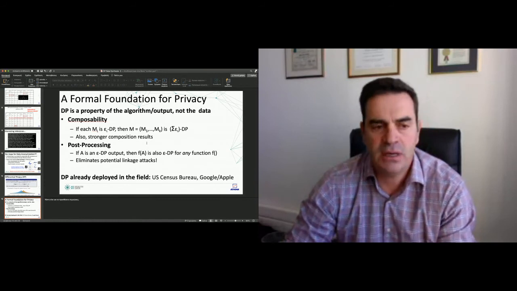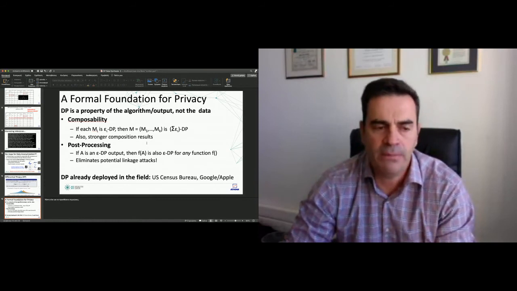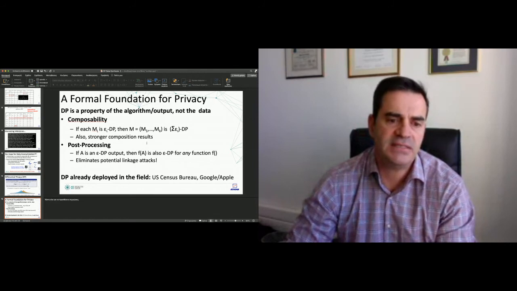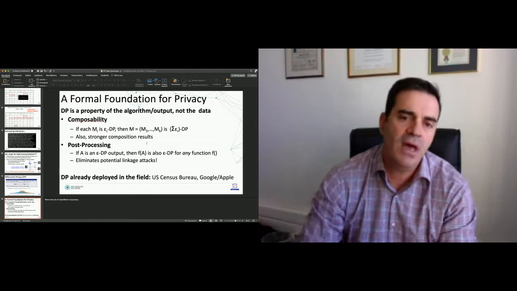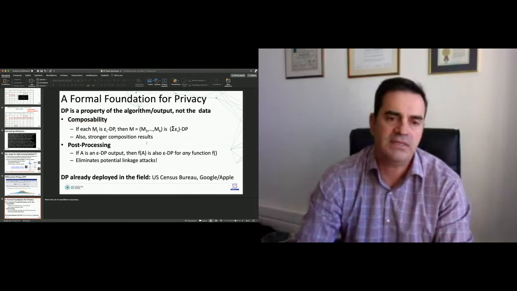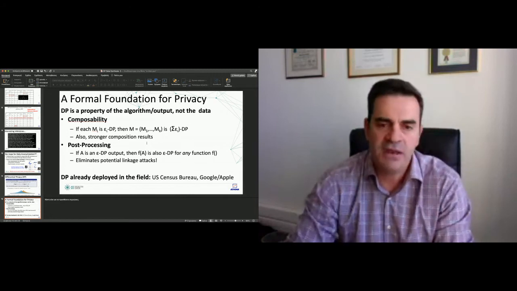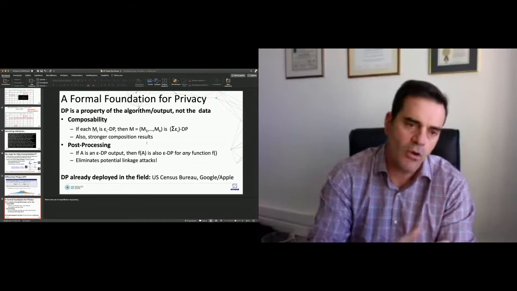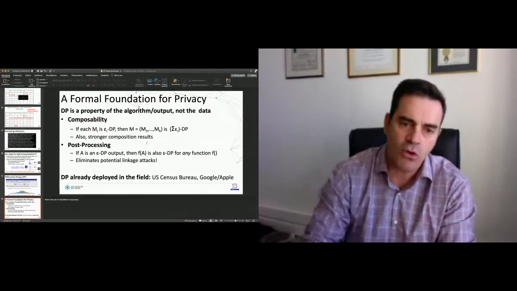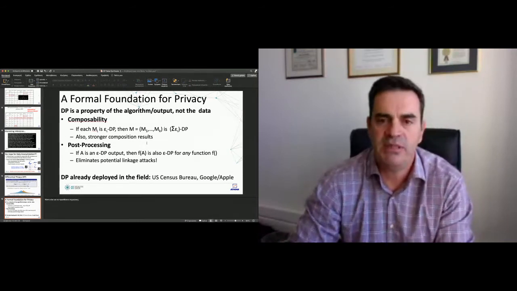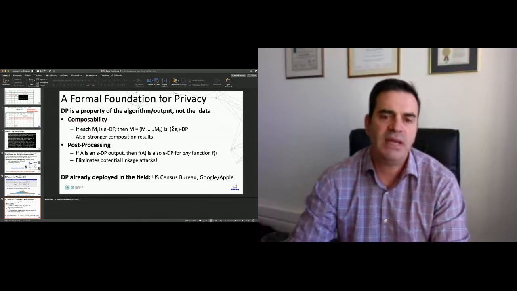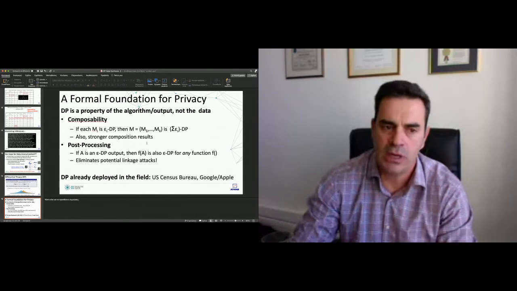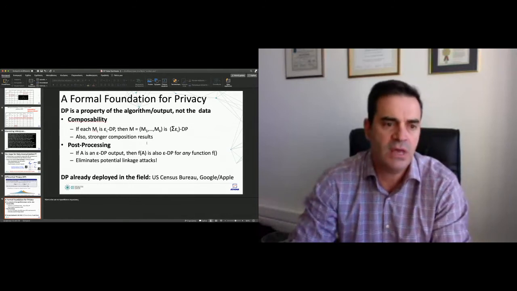One such property is composability. So what this essentially says is that if I take a bunch of algorithms and each one of them is differentially private, and I compose them in some way, let's say I apply them in order, then the composition of algorithms is also going to be differentially private, and I can also quantify its guarantee. Okay, and there are many composition results that show you how you can compose differentially private algorithms.